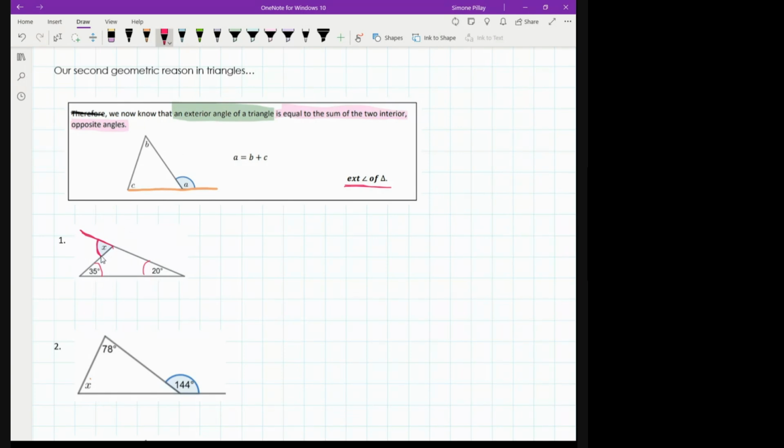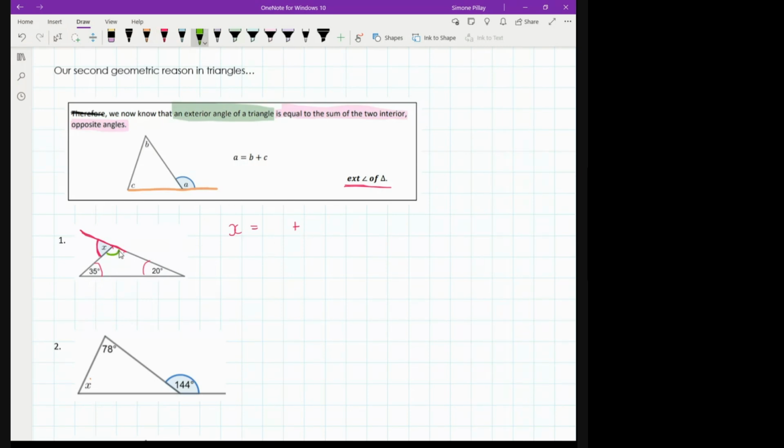I see this x, this angle x over here. It is an angle that is formed outside of my triangle. It's formed by one of the lines that have been extended, and it's formed outside the triangle. So I know x is my exterior angle. And my rule says that my exterior angle will be equal to the sum of what? The sum of the interior opposite angles.